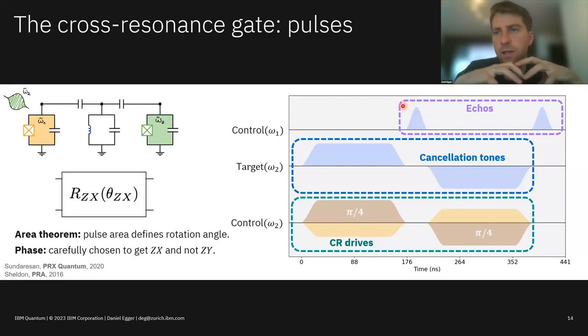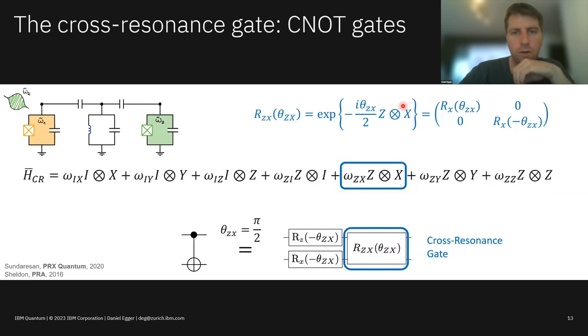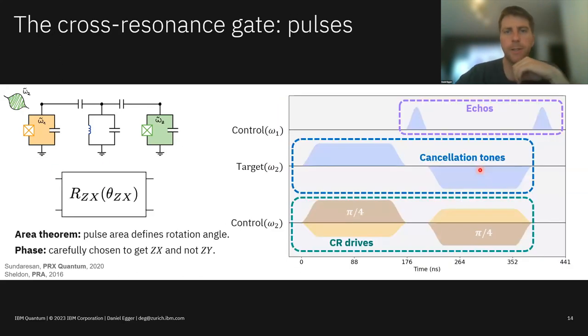And this allows us, in fact, to echo away and remove certain of the unwanted terms in this Hamiltonian shown up here. And now on top of this, we have cancellation tones, which are shown here in blue. And these cancellation tones allow us to remove some of the extra unwanted terms that the echo does not compensate for.